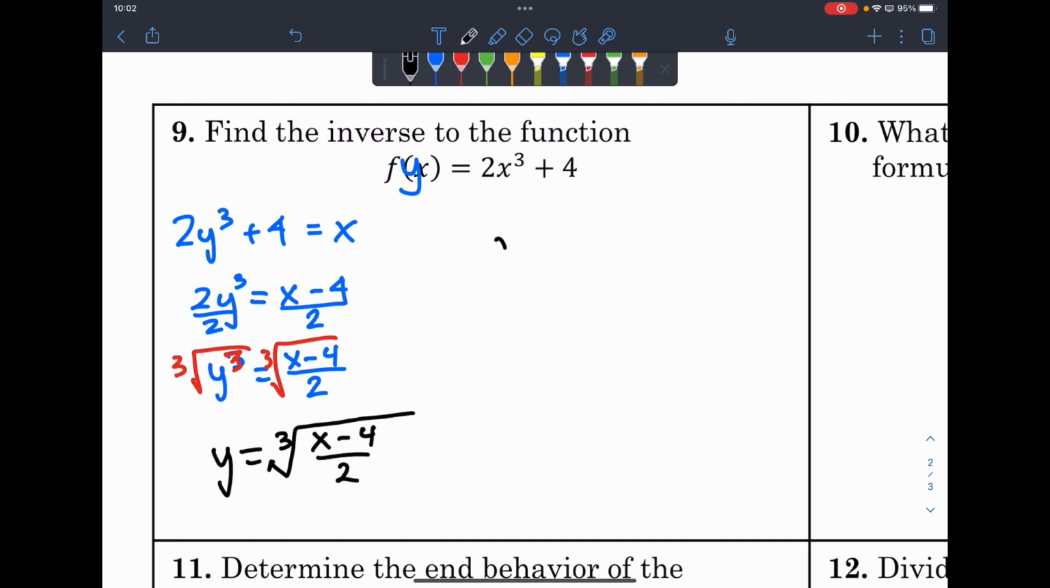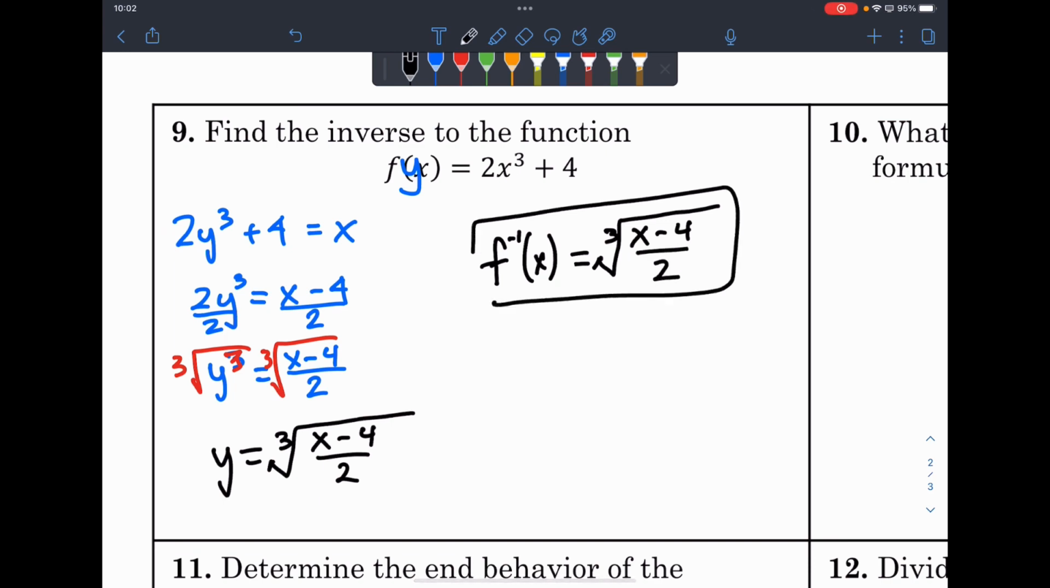And that's our inverse. Now the notation should be f inverse, f to the negative 1 power, so f inverse of x equals the third root of x minus 4 divided by 2. So here is our solution.